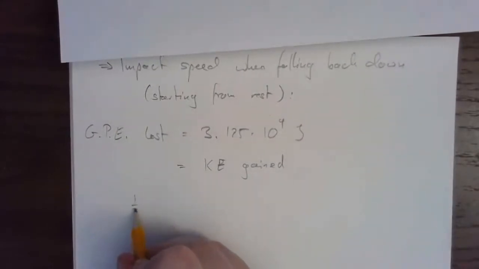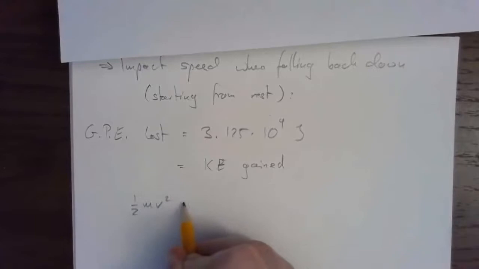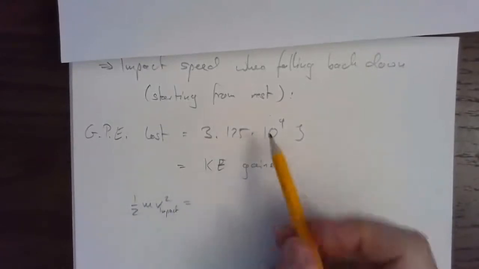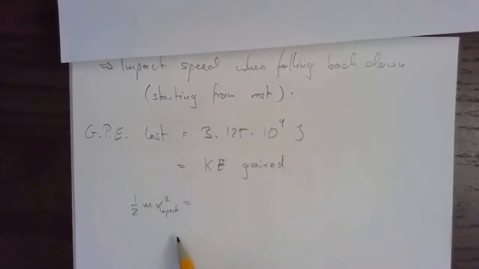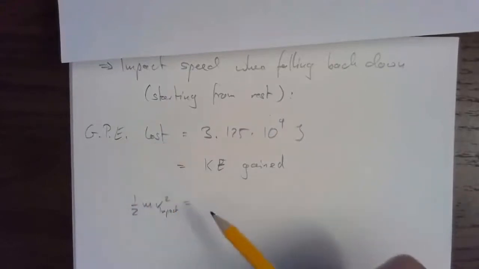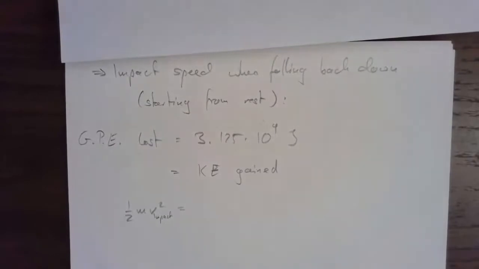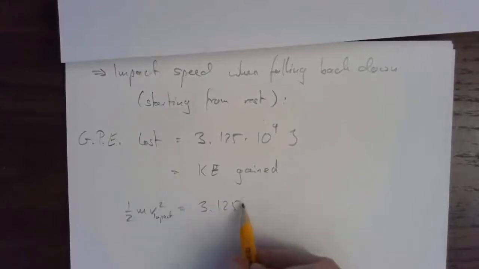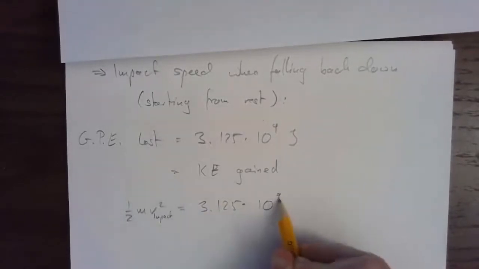So 1/2 m v squared, our impact speed, upon landing. There was no initial kinetic energy because we started from rest, and we already considered only the gravitational potential energy lost, so there's no gravitational potential energy at the end to take into account because we're working with the difference directly. Hopefully that makes sense to you. If not, pause here and make sure you understand our calculation. It's equal to 3.125 times 10 to the 9 joules.